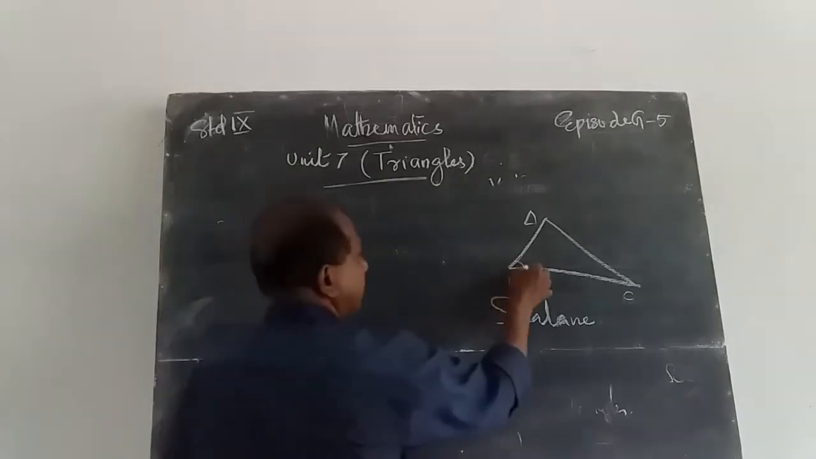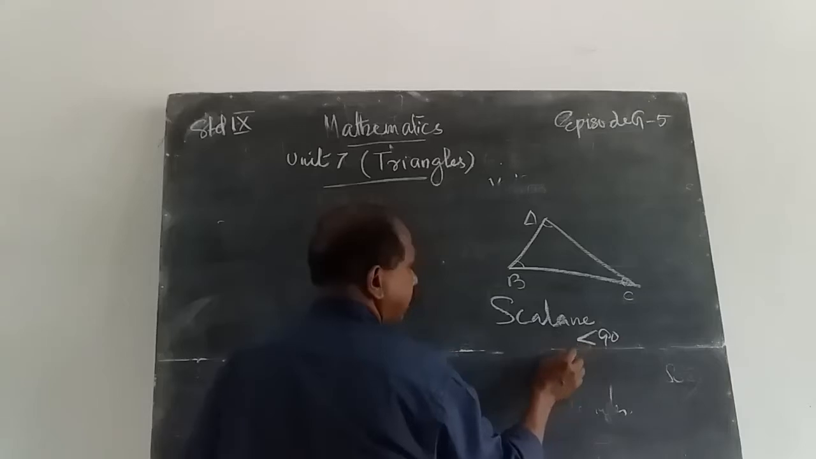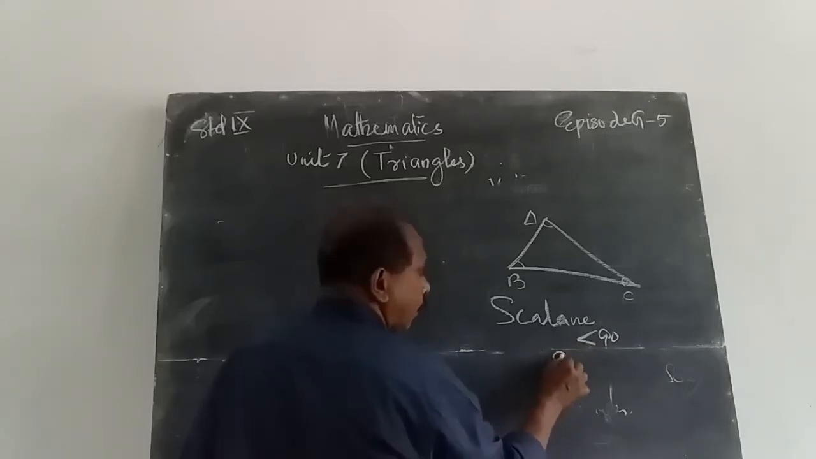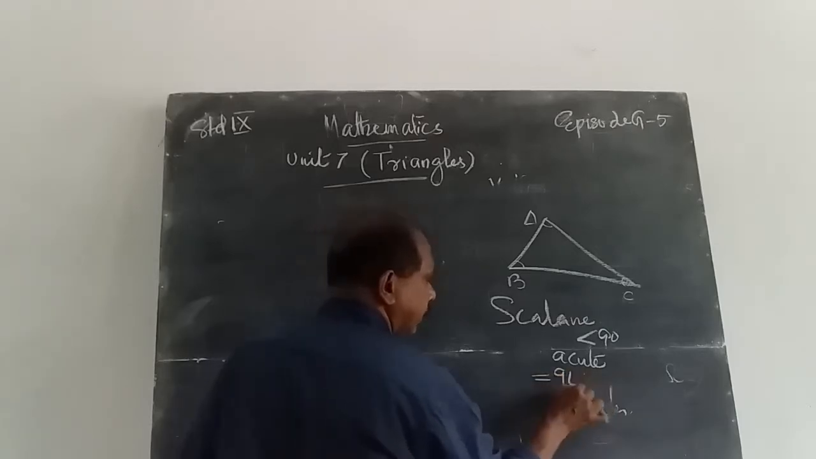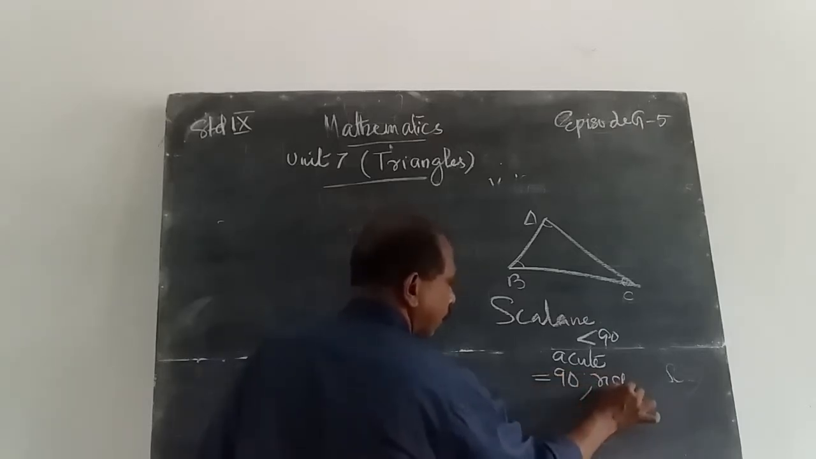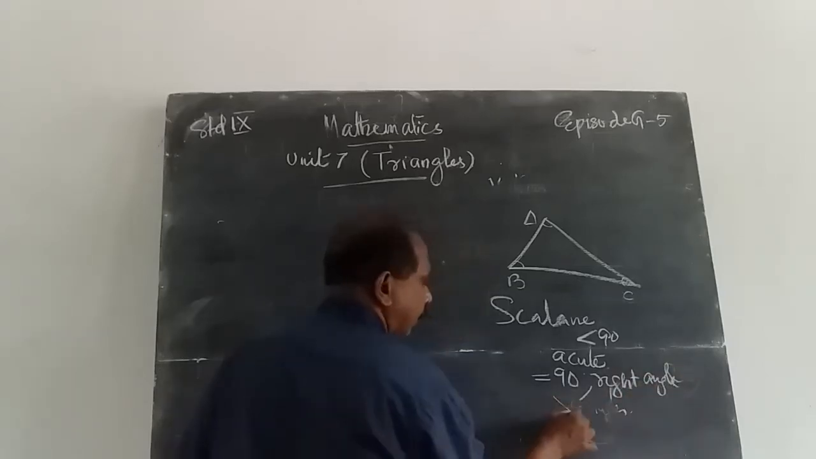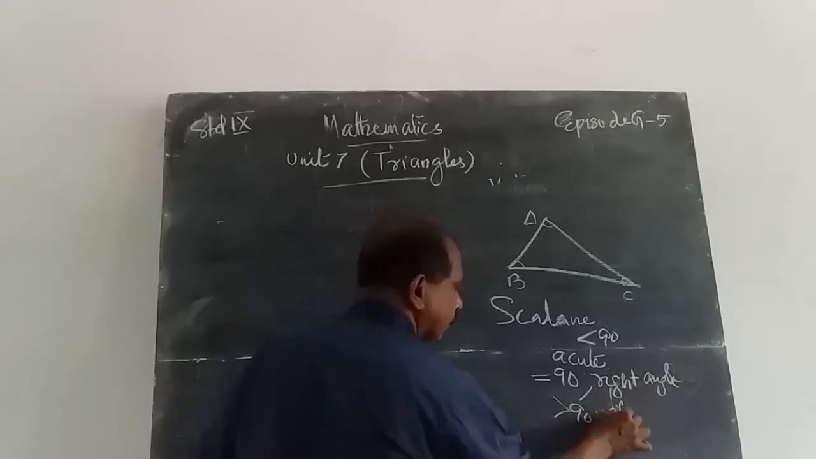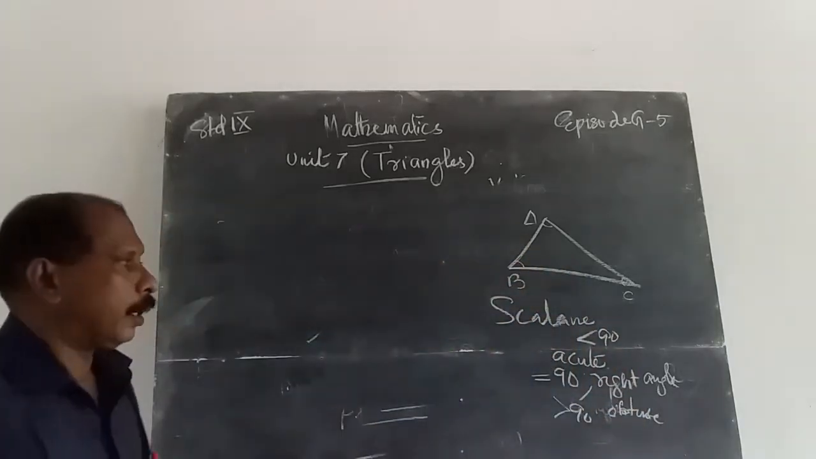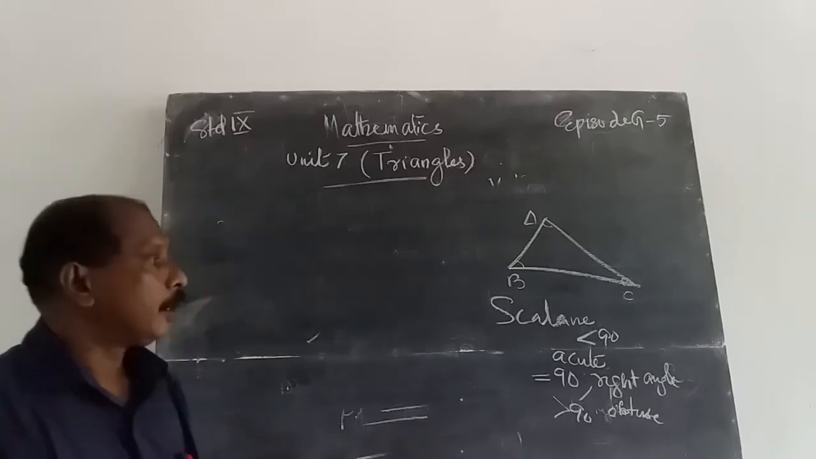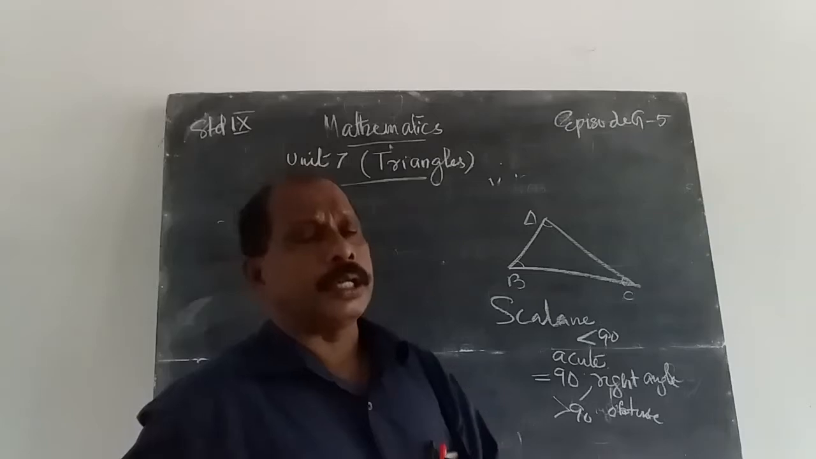Then, in this case, each angle is less than 90. Less than 90 means it is acute. Equal to 90, it is a right angle. Greater than 90, it is obtuse. Therefore, all the angles of that triangle ABC are acute angles. Therefore, this triangle is known as an acute triangle. Acute triangle means all angles are less than 90.